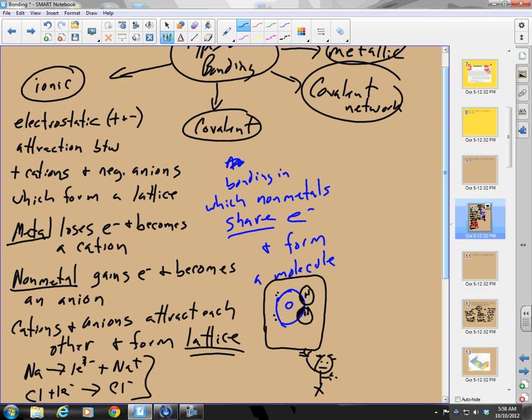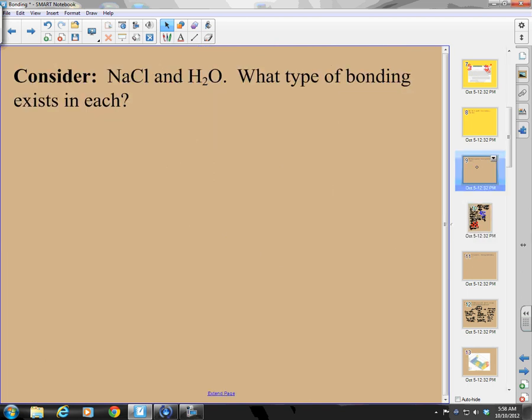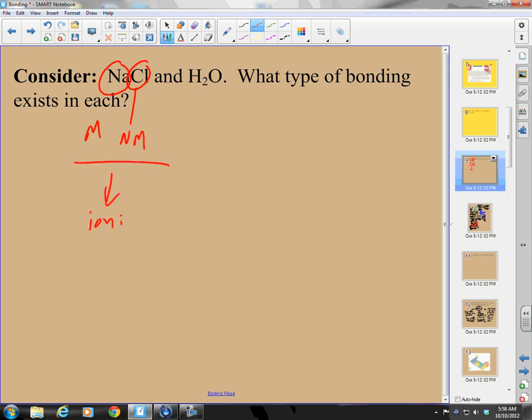Whereas with water, I could pick up one piece of water and there'd be two hydrogens and one oxygen there. Okay, so that is my covalent. Now let's go back and see if we can answer our question. Consider NaCl and H2O. What kind of bonds do we have? Well, I recognize that Na is a metal. I recognize that Cl minus is a nonmetal. When I have a metal and a nonmetal, I'm thinking ionic.